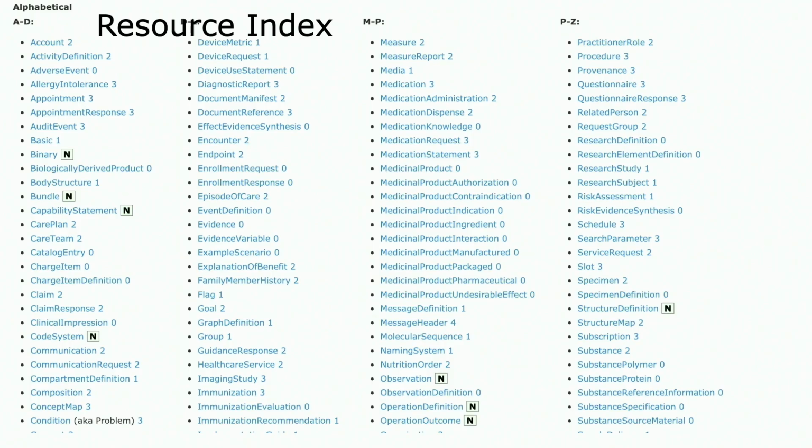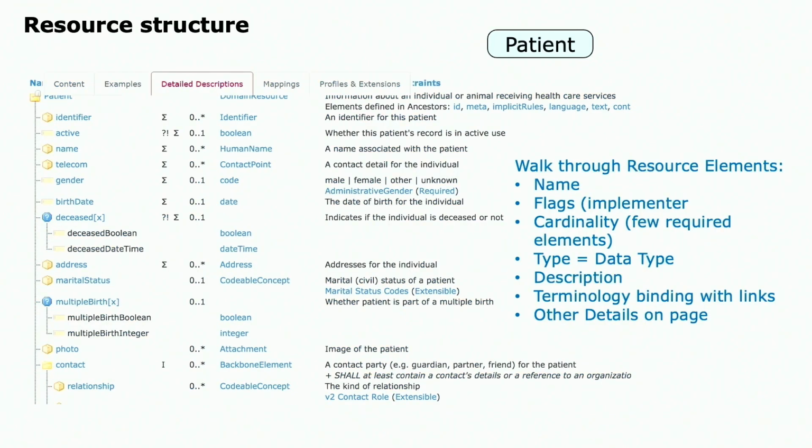So this is the structure view of each resource that exists, and let me take just a moment to explain what each of the columns in this tree diagram of the resource are. So this is the patient resource. In the leftmost column are the names of each data element, the things you would expect: a human name, a gender, a birth date, and so forth, everything you need to describe a patient. The next column is a flag. I'm not going to try to explain that today.